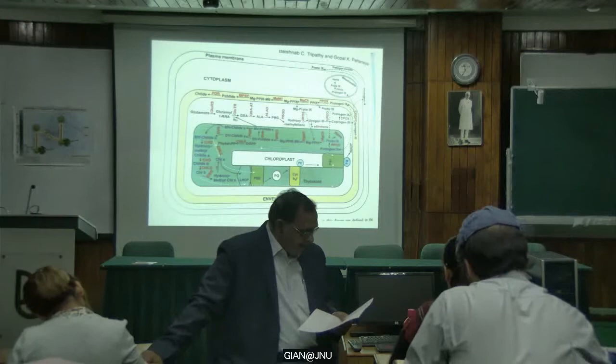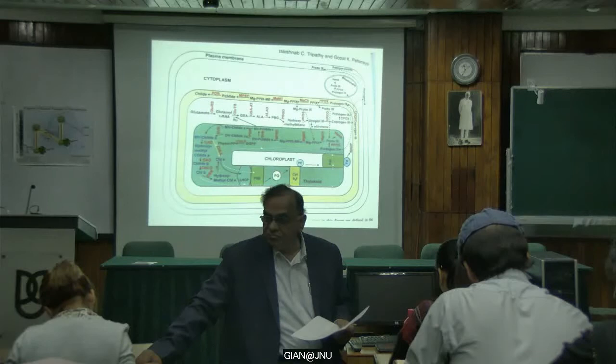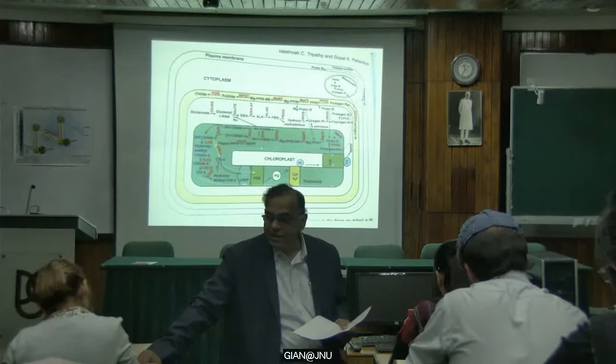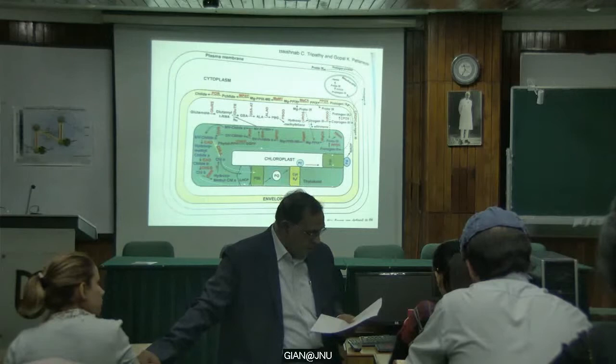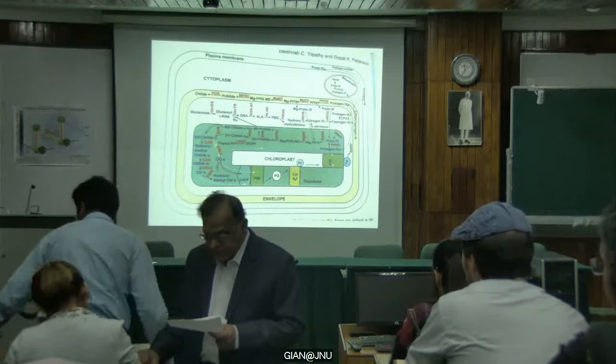In animals, what happens? Look at the bottom of the picture. There is a glycine molecule, then there is a succinyl molecule. They all combine by ALA synthase enzyme, a two carbon molecule and a four carbon molecule, releasing carbon dioxide. ALA synthase enzyme, the CO2 is released. Alright.